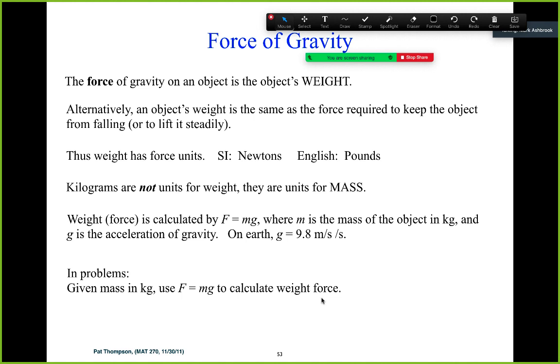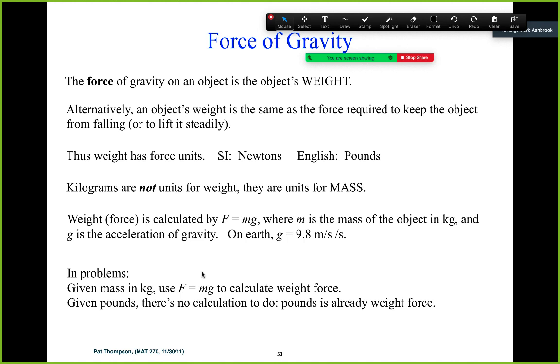How do we get the weight force from that? Well, there's nothing to do. Pounds is already weight force. So there's no initial calculation to do like you might have to do in the metric system where you're given kilograms. Okay? So in the metric system, if you're given kilograms, you have to do this kind of initial step to calculate force or the weight in newtons.